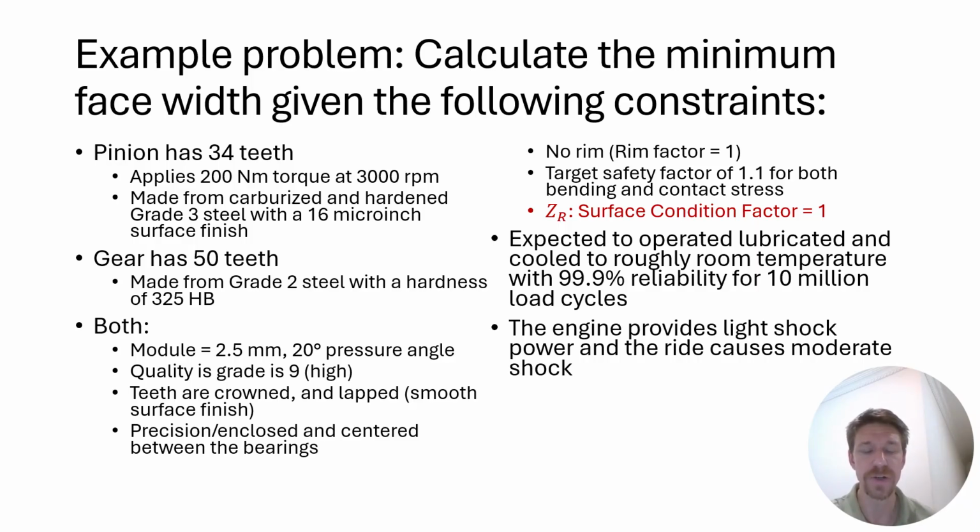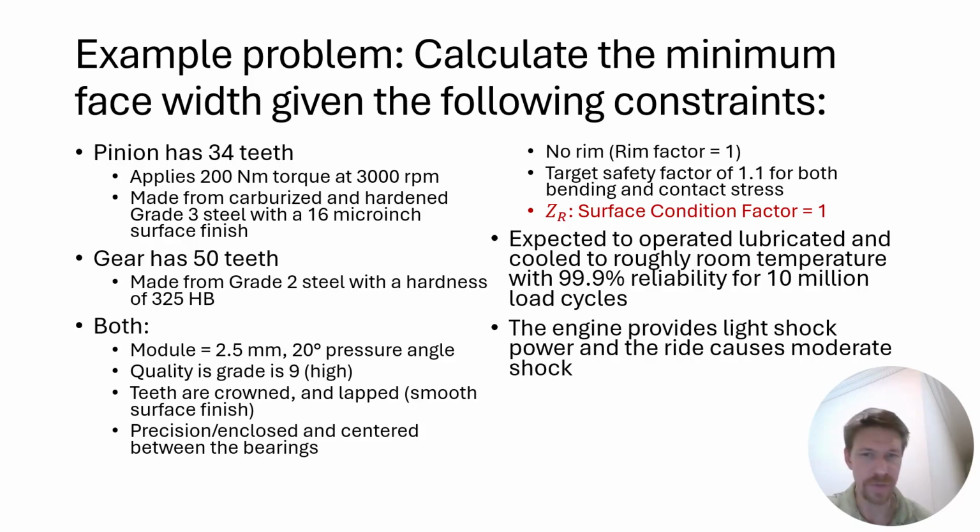They have a 20-degree pressure angle. The quality on both is high, so it's graded as a 9. The teeth are crowned and lapped, so these are good conditions. They're precision enclosed and centered between the bearings. There's no rim, so it's continuous. The width is the same all through the gear, so the rim factor is 1. We're targeting a safety factor of 1.1 for both the bending and the contact stress.